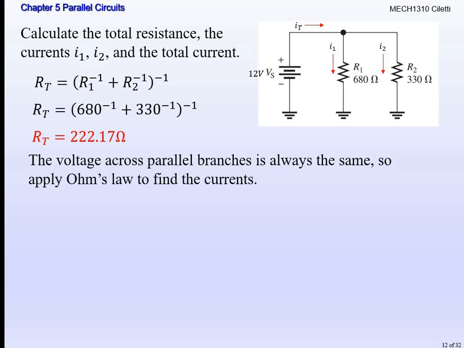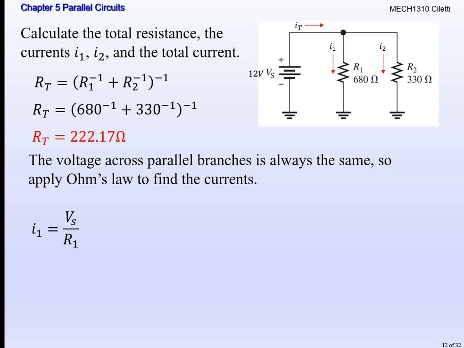Now, here's the beauty of this to find the currents. This is a parallel circuit, which means the voltage across the parallel branches is always the same. So the voltage drop across resistor 1 is 12 volts. The voltage drop across resistor 2 is 12 volts. So I can apply Ohm's law at each resistor and find each branch current, I1 and I2.